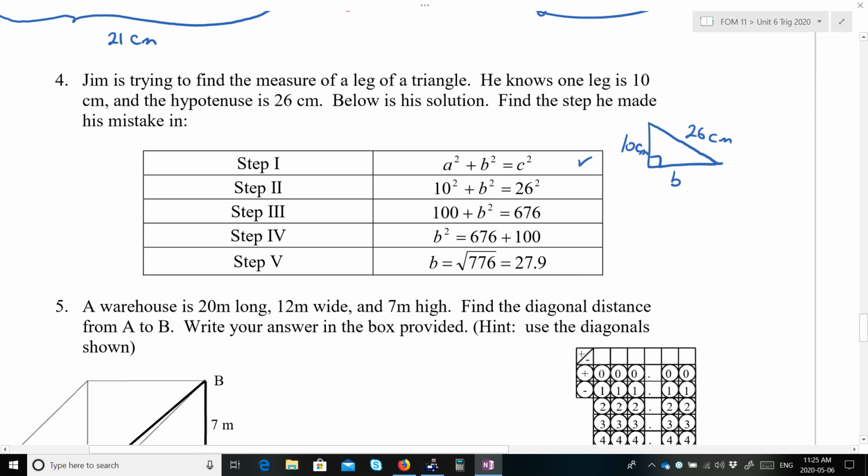That seems right so far. We are trying to find a leg, which means it would be on the same side as the other leg, so that seems right. This seems right, but then what you'd have to do is subtract 100 from both sides, not add. So he makes his first mistake in step 4. Okay, and that's what the answer key says.